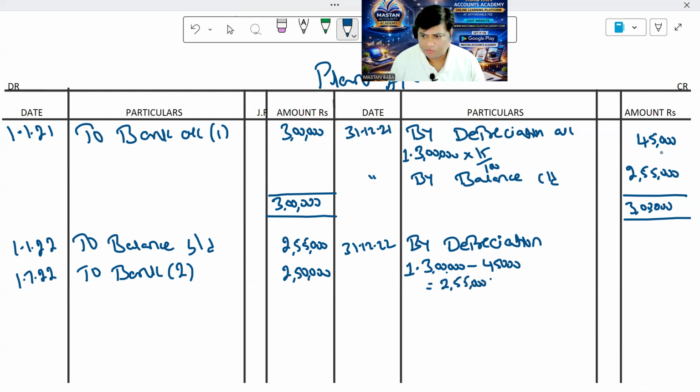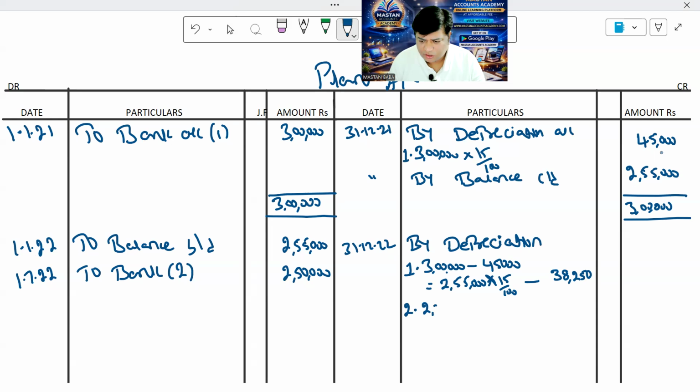2,55,000 into 15/100. Calculate చేయండి, మీకు ఎంత వస్తుంది ఇక్కడ. You will get 38,250. And this 38,250 is related to first plant. Okay. And second plant purchased on 2 అని రాస్తున్నాను. 2,50,000 on July.